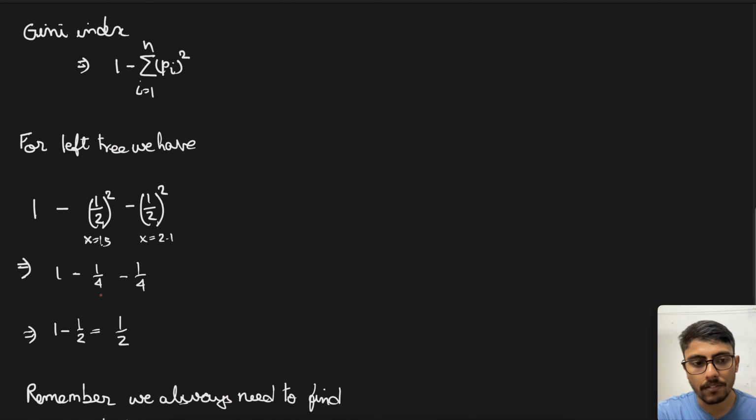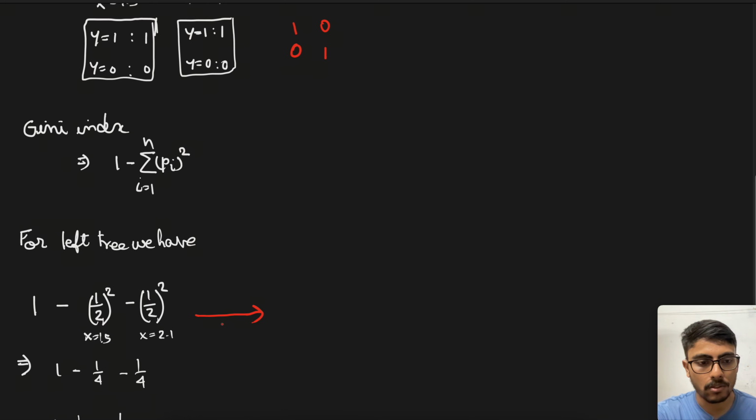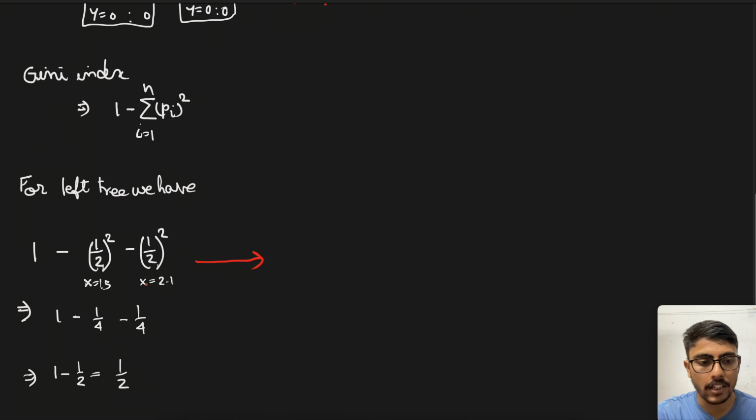So this is how we calculate the Gini index. Similarly for other problems, if we have more than two classes, then it will be an extension of this. We will add more classes along with their probabilities. So that is how we calculate the Gini index.